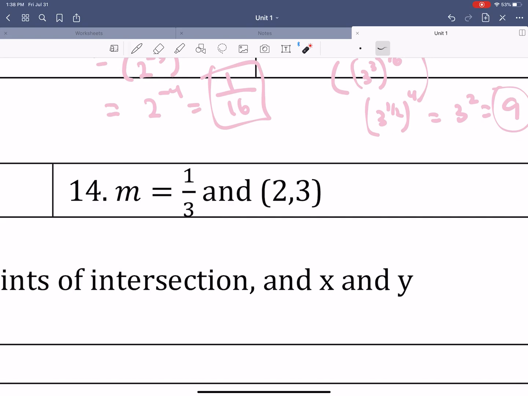And lastly, slope is 1/3, coordinate is 2 comma 3, point slope form. Easy. So you got y minus 3 is equal to 1/3 times x minus 2.